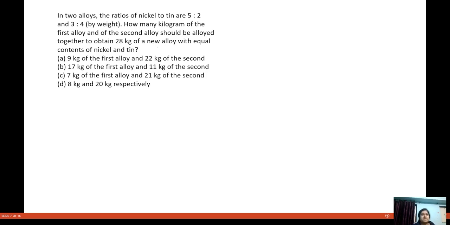So guys, look at this question we have. In this question, it is saying in two alloys, the ratio of tin are 5 is to 2 and 3 is to 4 by weight. How many kilogram of the first alloy and of the second alloy should be alloyed together to obtain 28 kg of new alloy with equal contents of nickel and tin?